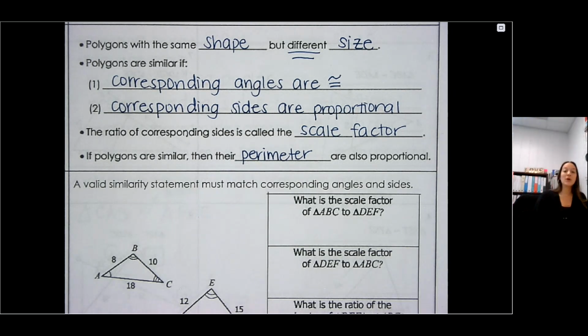So we're going to do an example, and we will check out some similar triangles. Can I move it up? Does anybody need it still? Okay.